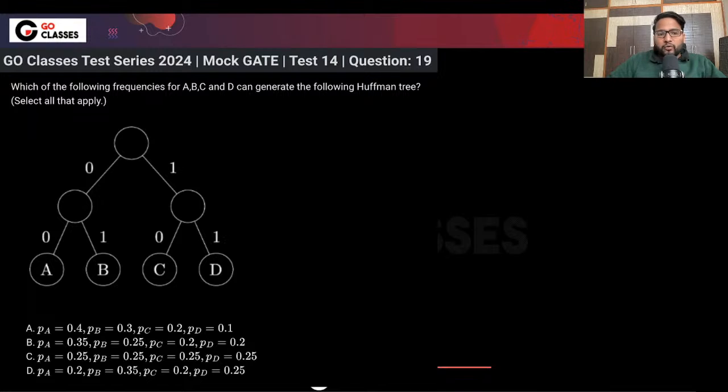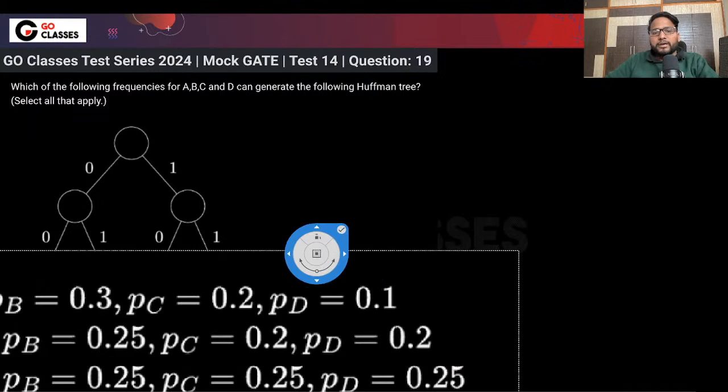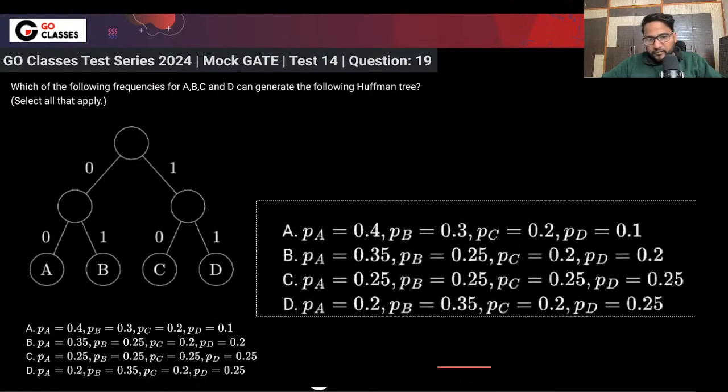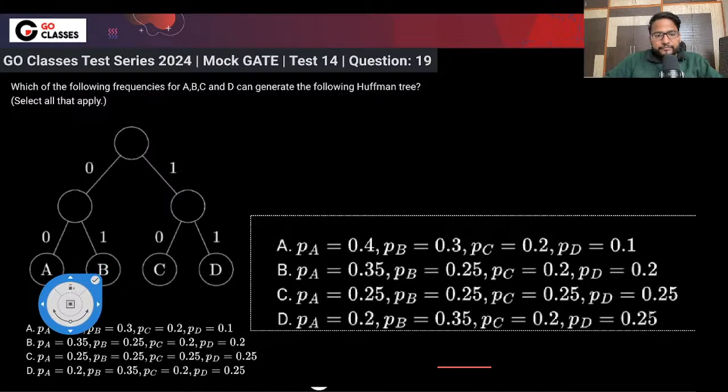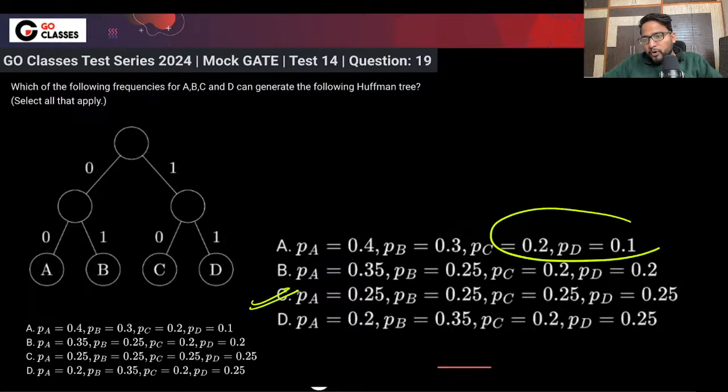Why? If all are equal, then you can definitely get this tree. So C is definitely the answer. Let me know if there is any problem in this C. Now let's just see if A can be the answer. A is saying 0.2 and 0.1.